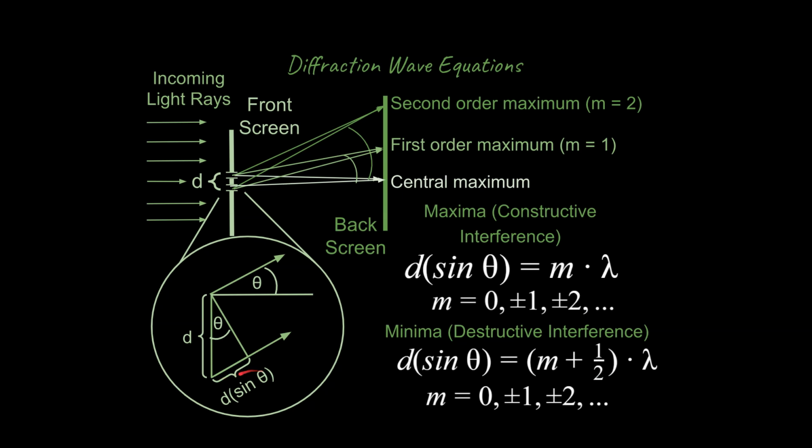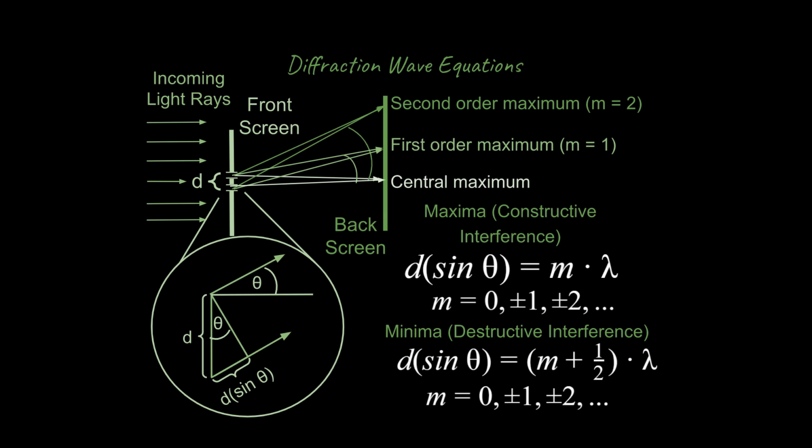This distance right here, the difference in the path lengths of both of these light rays, if it is some multiple of the wavelength, you're going to get constructive interference. And if it's some multiple of 1/2 of a wavelength, like shifted over, like an m value of 0 plus 1/2, let's say, then you're going to get destructive interference.